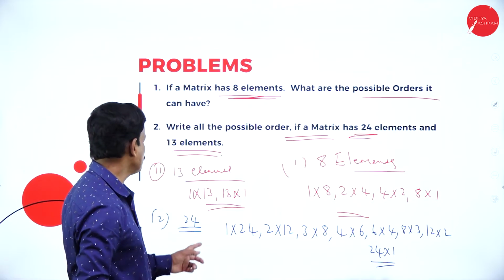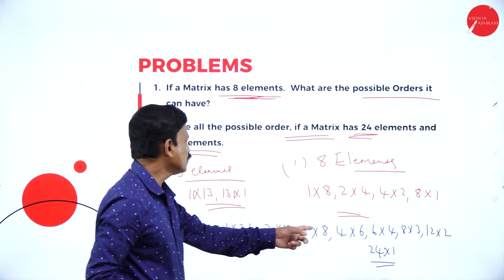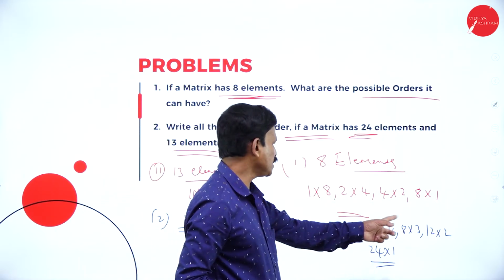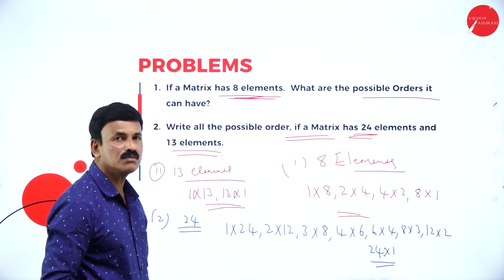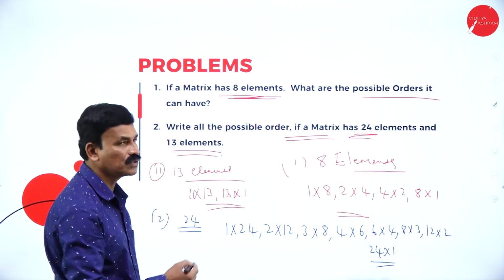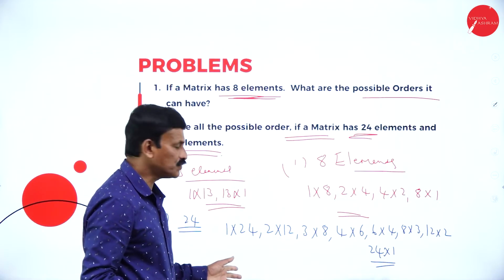See, the possible orders are 1 into 24, 2 into 12, 3 into 8, 4 into 6, 6 into 4, 8 into 3, 12 into 2 and 24 into 1. These are the possible orders for a matrix having 24 elements. That's it. So if you multiply, you will get 24 elements.